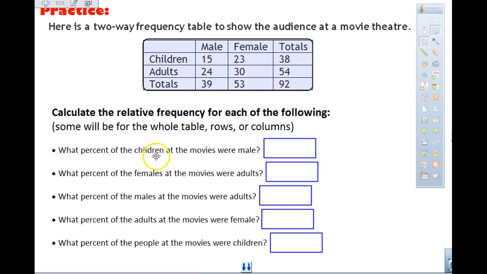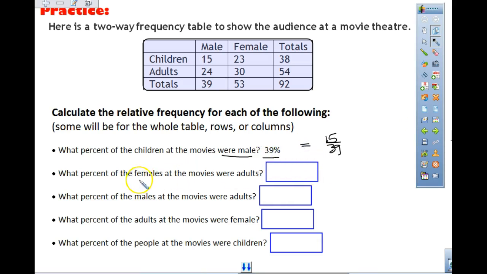So if we are going to look at the percentage of children at movies that were male, what two numbers should I be dividing? 15 by 39. Because they're looking at that we're male. So 15 divided by 39 gives us a percentage of 39%. We're going to round it. Okay? Please make sure you put behind that what we divided. Because on your homework, that is what I'm going to ask you to do, not just give me the percentage.